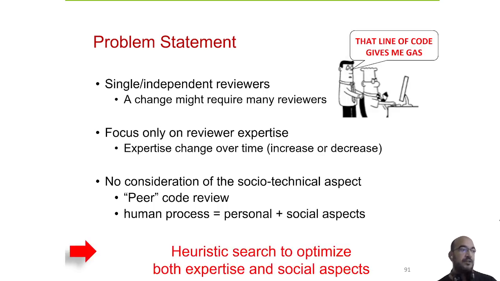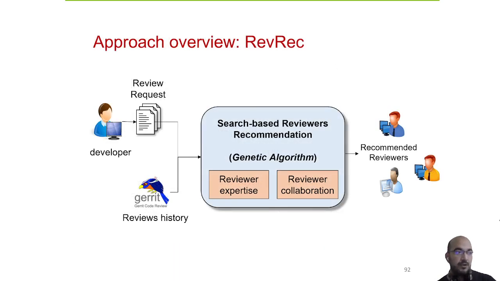So here we use heuristic search to optimize both expertise and also the social aspects, which we will talk about in a second. We add another dimension to evaluate the appropriateness of developers to review code. Besides their own changes and expertise in the source code, we can also look at their history of reviews to recommend the appropriate developers for a given code review. Let's take a look at this.